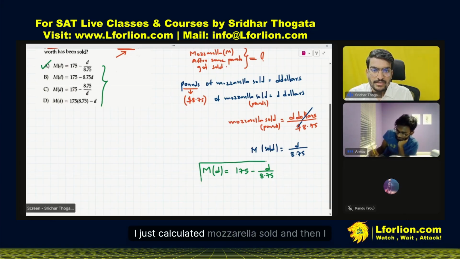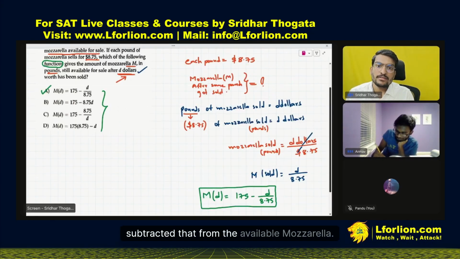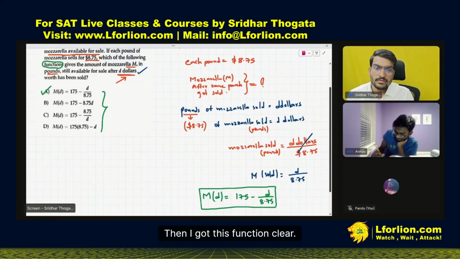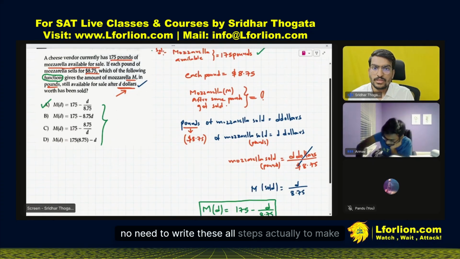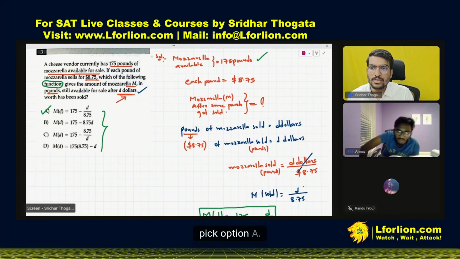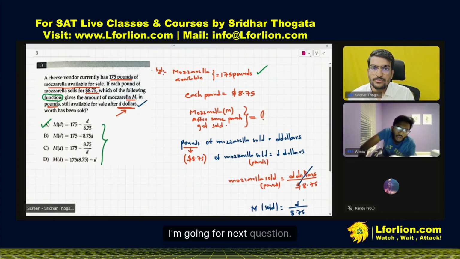I just calculated mozzarella sold and then I subtracted that from the available mozzarella. Then I got this function. Clear? Yeah. No need to write all these steps, actually; I'm writing them to make you understand. You can just directly think about how much it sold and directly pick option A. I'm going for the next question.